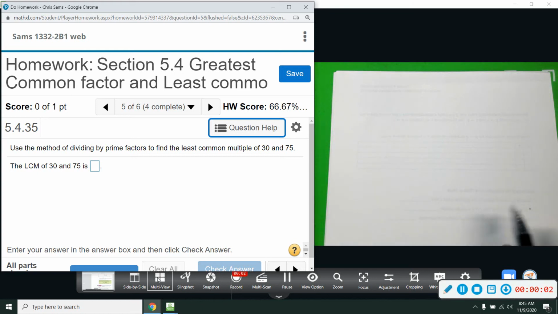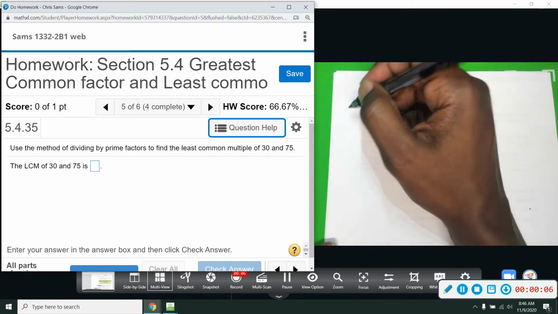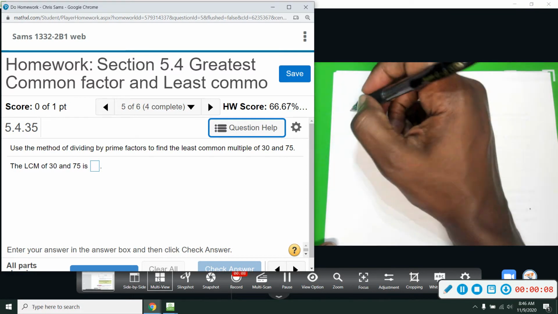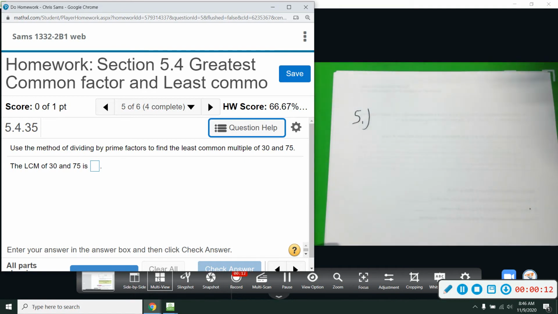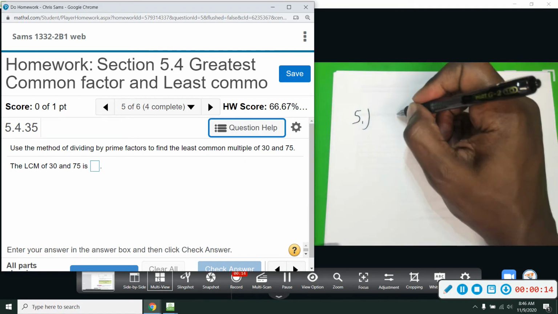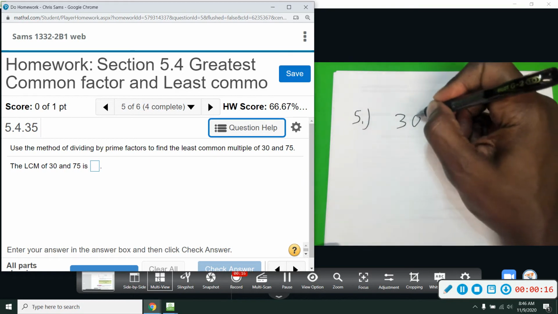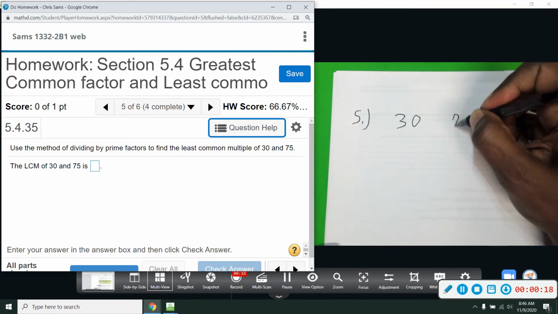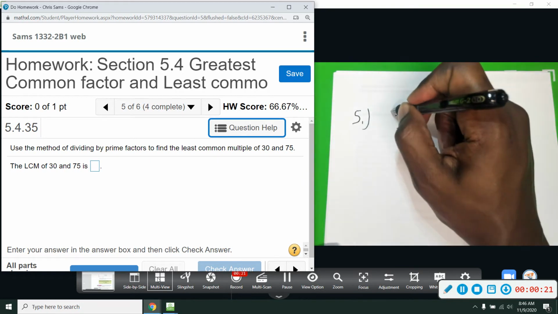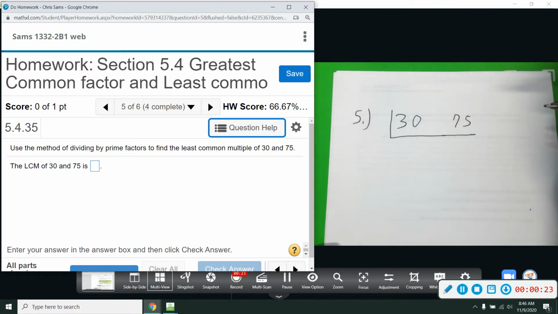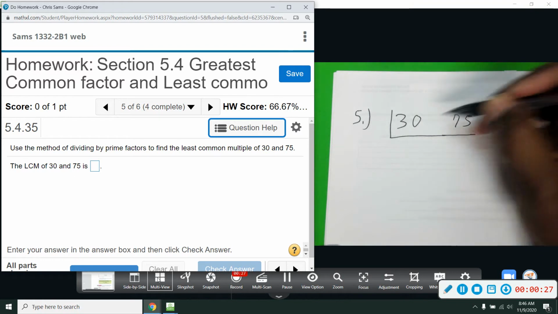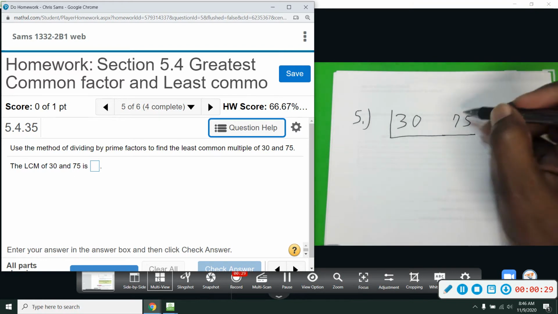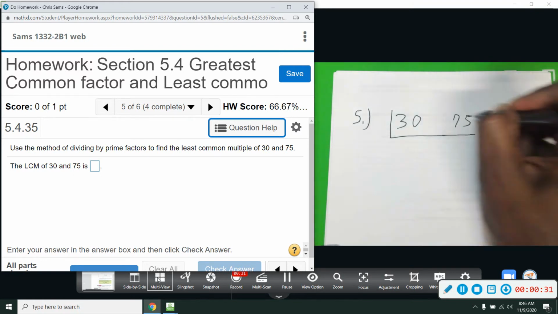All right, on number 5, we're going to be finding the least common multiple, and the method they want us to use is dividing primes. I've seen it in the textbook, or we talked about it just a little bit. This one's a little bit different than I'm used to, but we'll show you how it works. And then they show you with 3, and so I'll just go through my understanding of it. You're going to divide what they have in common.